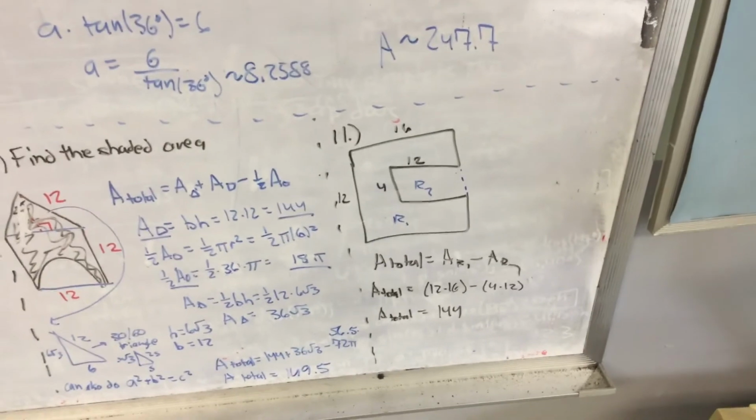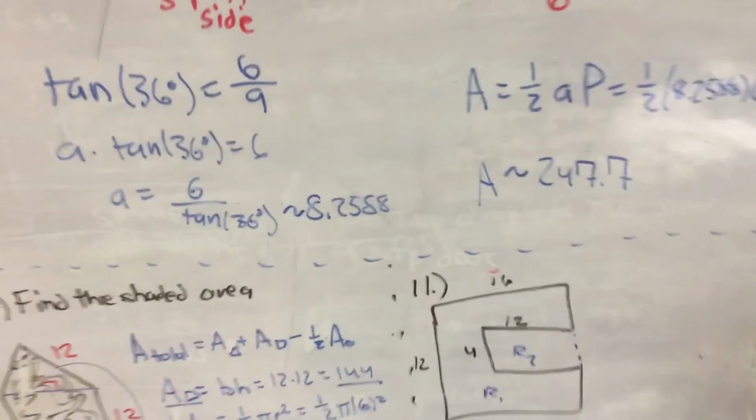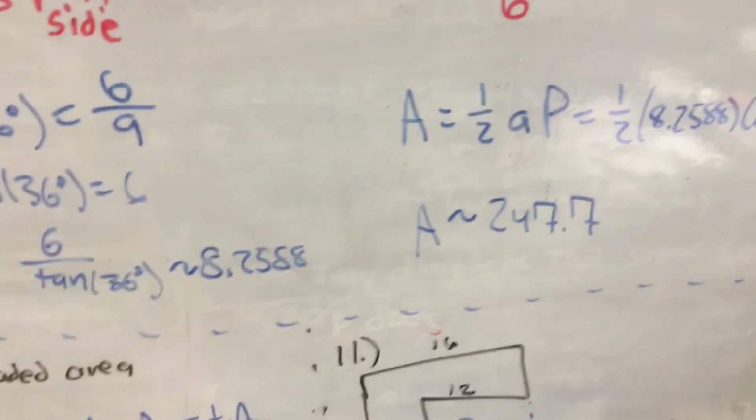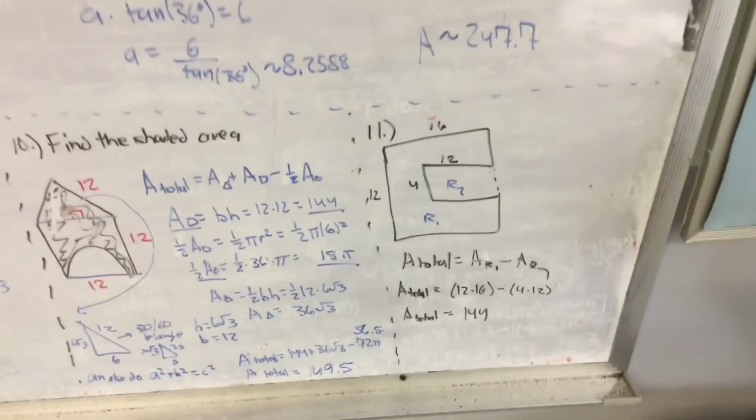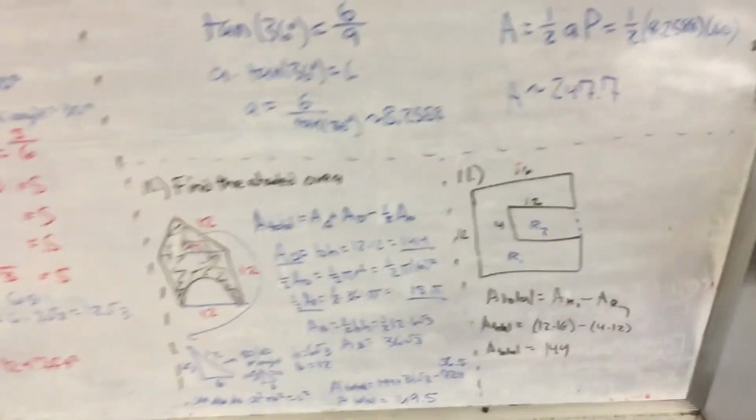Number 11 is a lot easier. We have a large rectangle, R1, and a small rectangle, R2. We subtract R2 from R1, and we get our answer of 144.